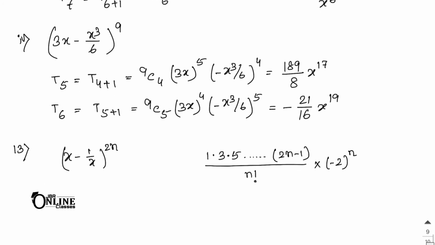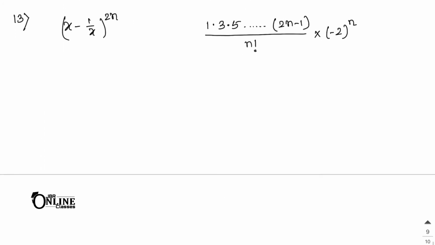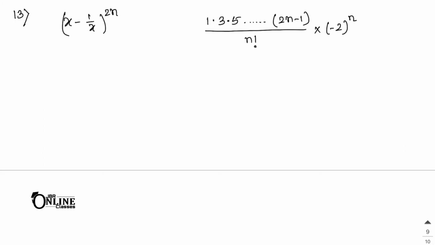So now let's move on to the next sum, that is sum number 13. In sum number 13, show that the middle term in the expansion of (x minus 1 by x) to the power 2n.